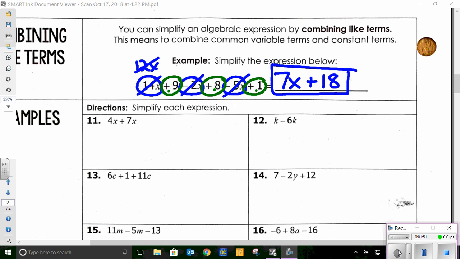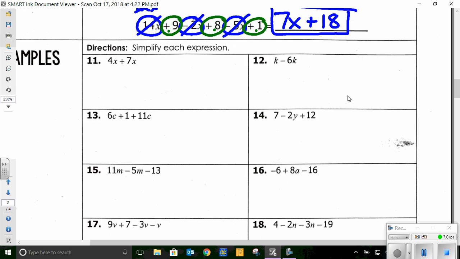Okay, so now we're going to work on number 12. Here we just have terms with variables to add together or combine. So we have a positive k and we have a negative 6k. This is like saying 1 minus 6, and when we do that, we get a negative 5. And of course, it's a k value though, because it had a variable with it. So that is my answer there for that one.